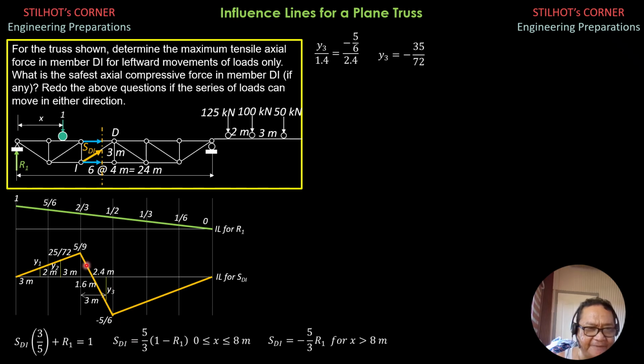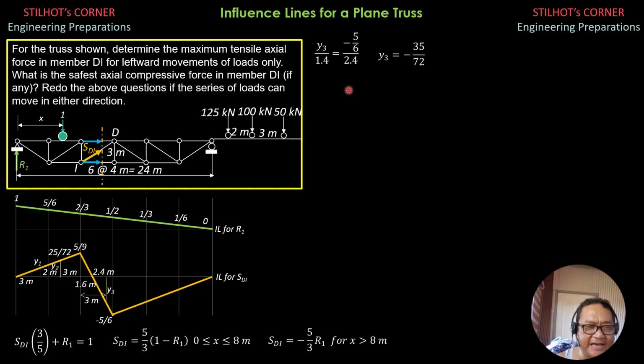Now, if the 100 kilonewton load is over here, the 125 kilonewton load would be in between these two panel points. So since this is 5 over 9 when x is 4, the average should be taken, because the 125 kilonewton load is in between, giving 5 over 12, but it's not shown here. The ordinate under the 125 kilonewton load would be 5 over 12. You can solve that if you want by similar triangles.